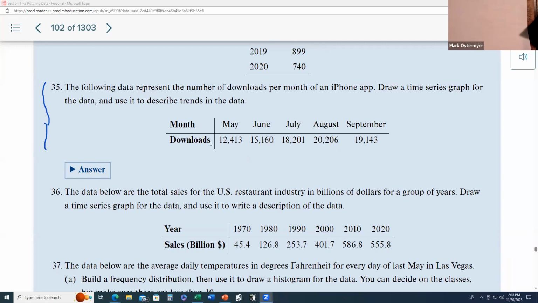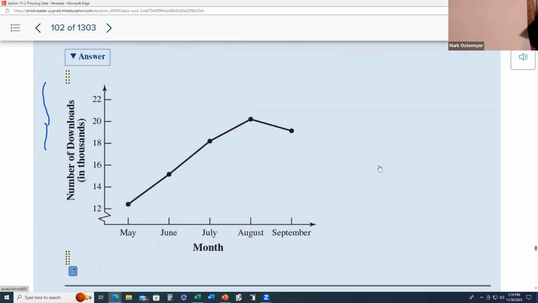All right, so just a simple time series plot. Your horizontal axis might be the month, and the vertical axis would be the number of downloads. And it's always worthwhile to note the range of your numeric data, so you can establish appropriate scaling on the vertical axis. Our data ranges from about 12,000 to about 19,000, so you want to make sure that you have an appropriate scale so as to see this plot. Let's see what the author did there, and there you go.